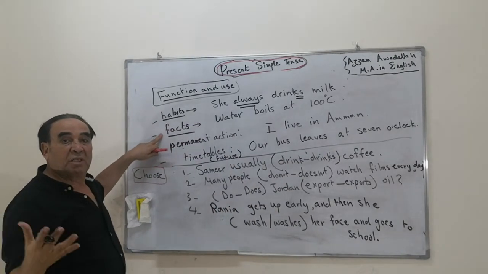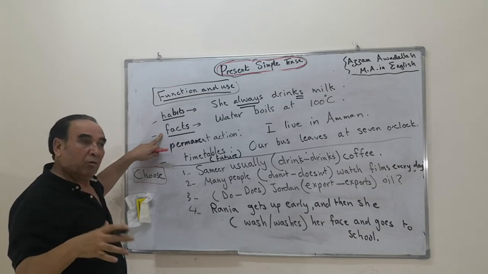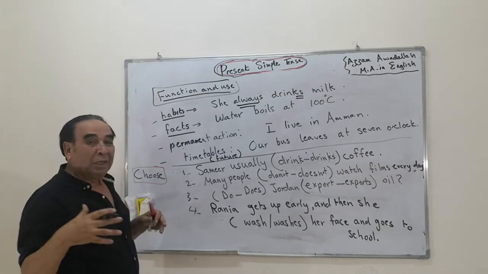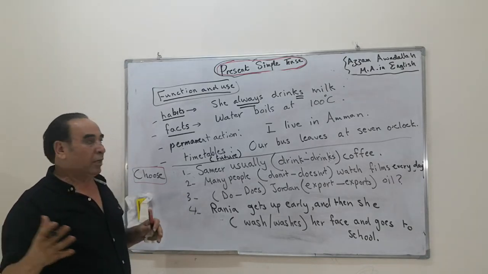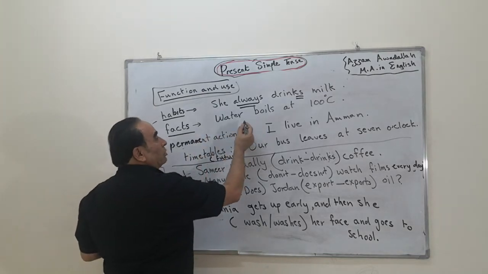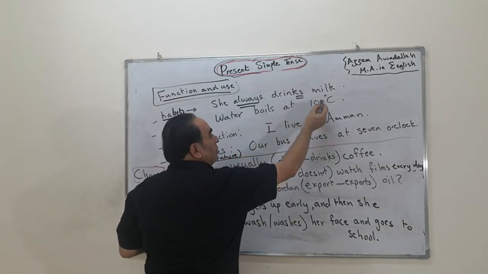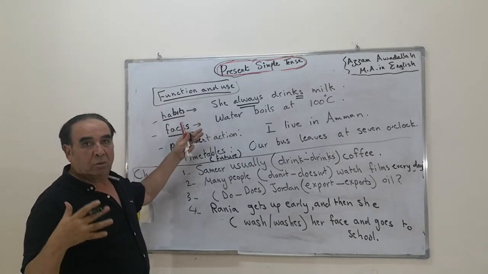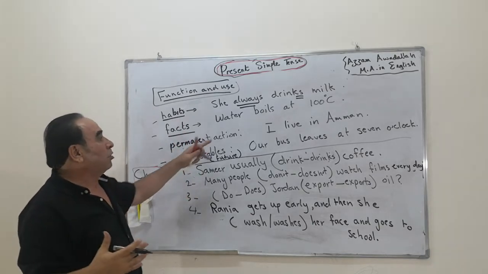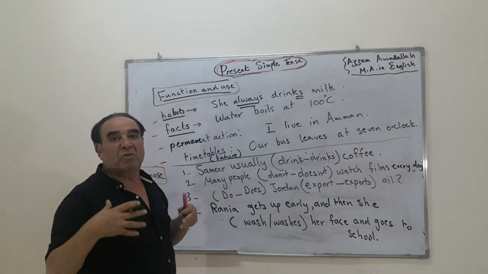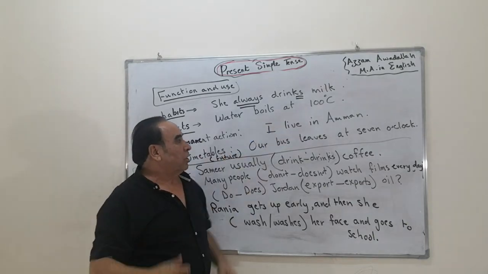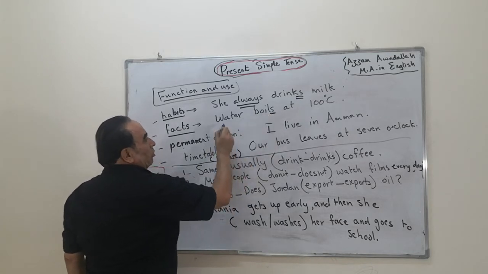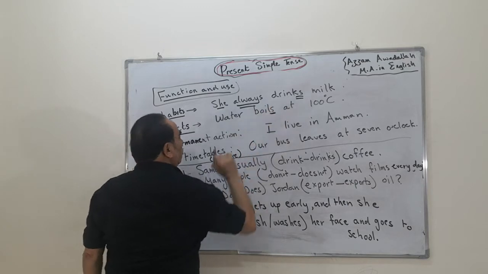Sometimes we use the present simple to talk about facts. Facts related to nature, like the sun and the moon, or related to science, scientific facts. Look at this one: water boils at 100 degrees centigrade. This is a fact about water that it boils. It becomes very hot, about 100 degrees centigrade. So we say water boils, not water boil. Singular.